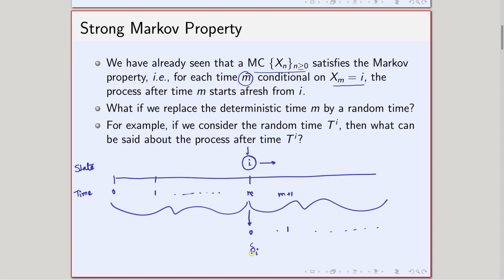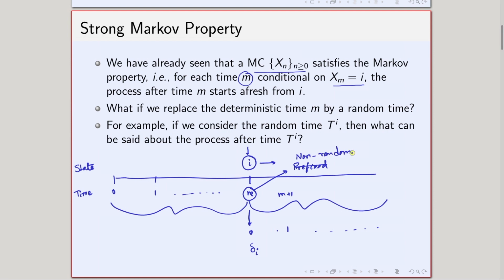Now, let us see, in this case, what I have pointed out: this m is a prefixed time. It is not a random time, but a prefixed time, like m could be 1, m could be 2, m could be 3, it does not matter, but this is a non-random time.